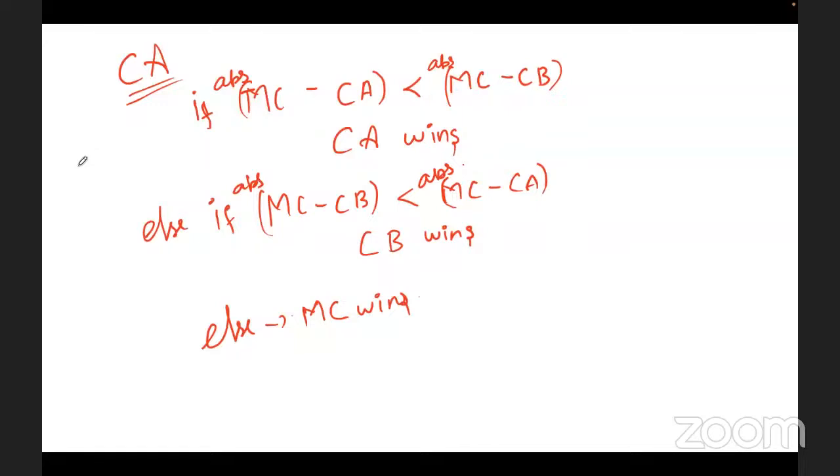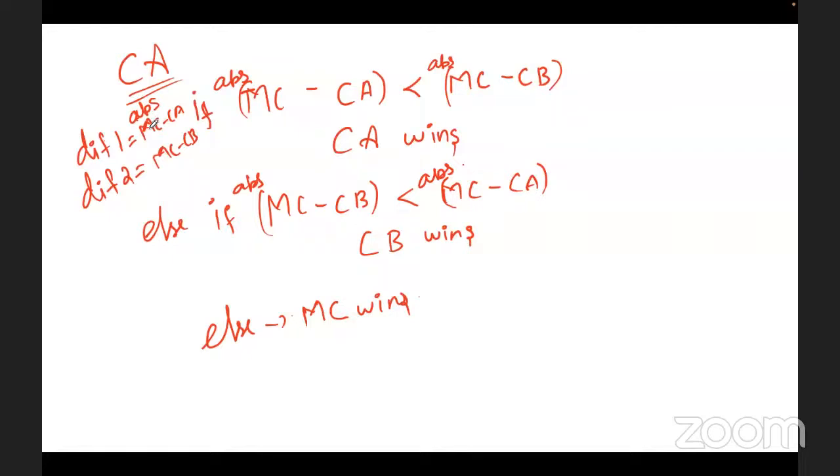Okay, so difference one and difference two. Difference one is nothing but mouse minus cat A. That means absolute difference. Always take the absolute difference. So in difference two, let's take mouse C minus cat B. So I have two absolute differences.